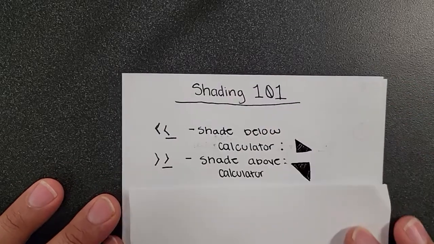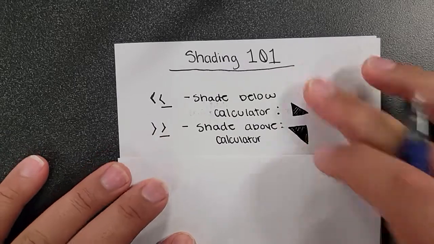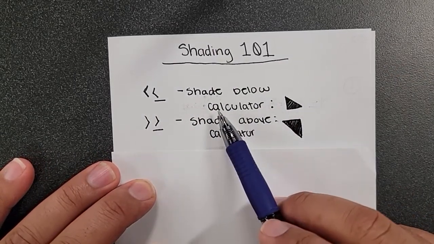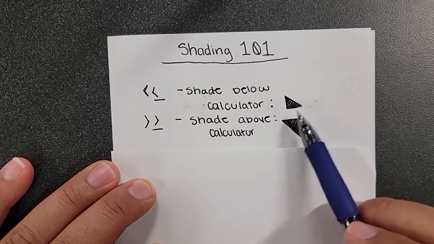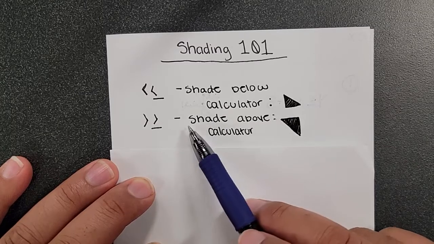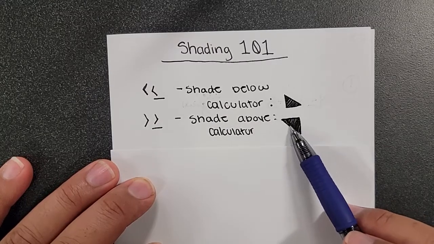All right, guys, so we're still using these notes here. So write this in the front, shading 101. When you see less than or equal to, you want to shade below, and on the calculator, it looks like this. Then we have greater than or equal to. You want to go ahead and shade above, and on the calculator, it looks like this.